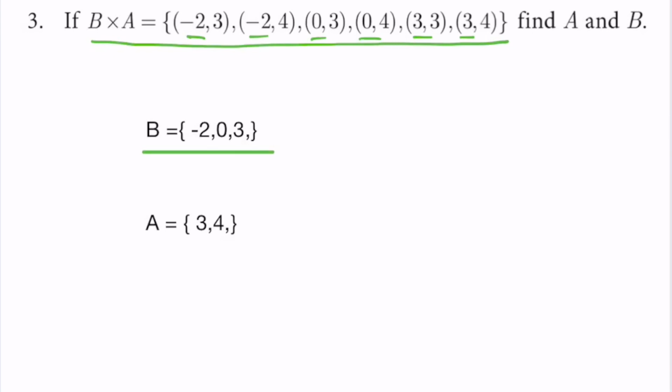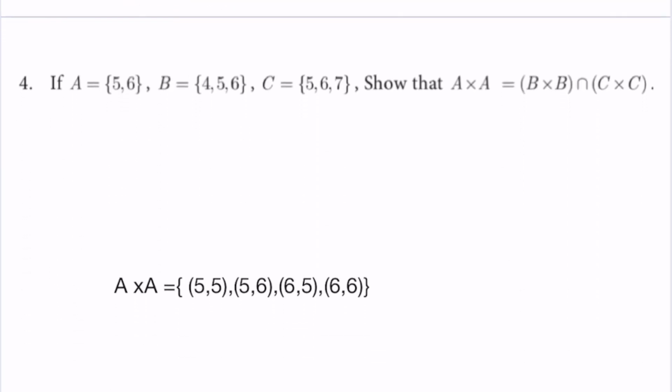Now let us see the second element. It is from the set A. So the elements 3, 4, 3, 4, 3 and 4 are from the set A. So A is a set with elements 3 and 4.